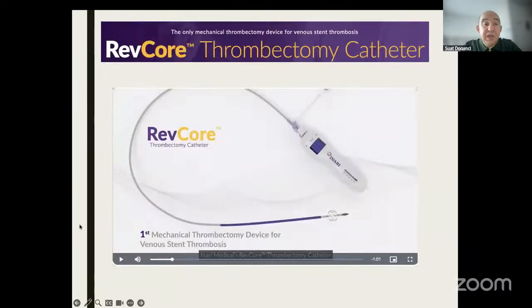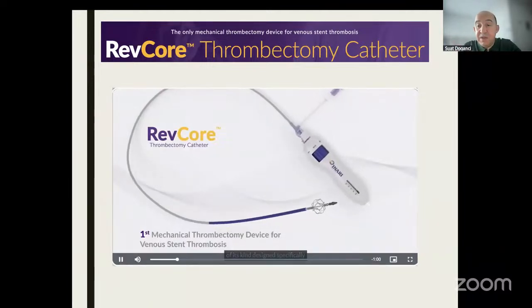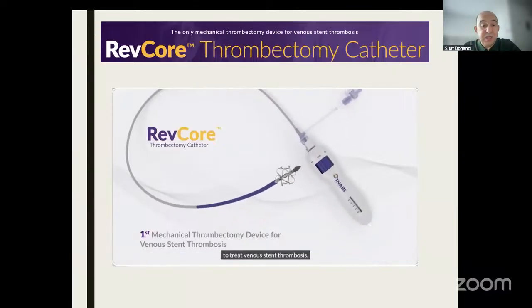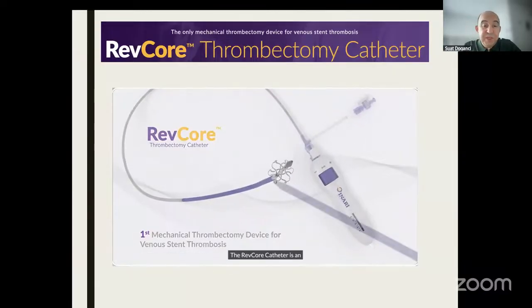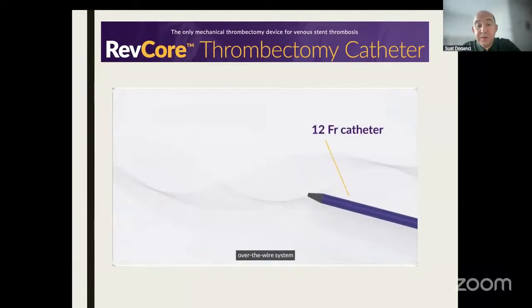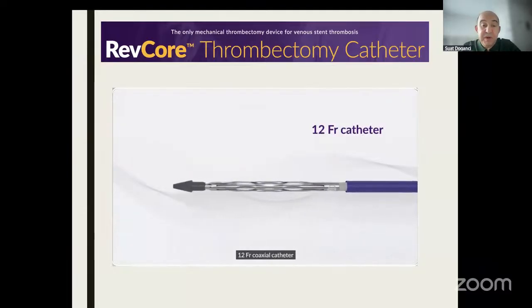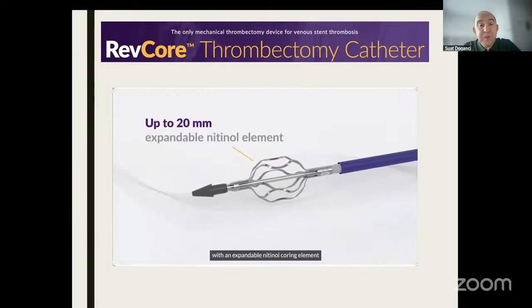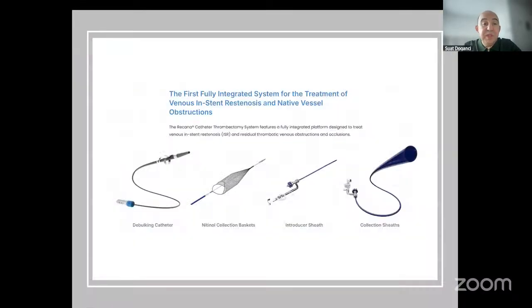And we know this RevCore device. I never use it, but I think Steve can mention it. They have experience as far as I know. This is, I think, a good device for debulking the occluded stents. And another one, I think, for in-stent restenosis, is another debulking device. So we need larger debulking technologies to recanalize such occluded venous stents.